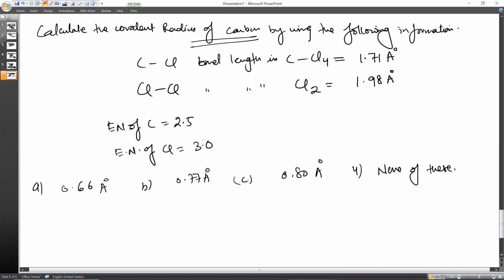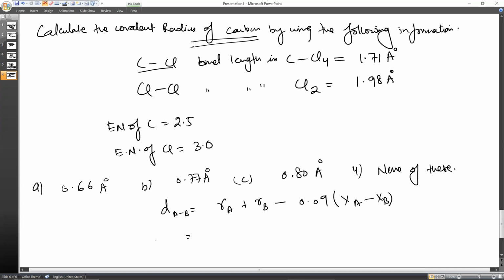Using this formula, which formula will you use? You need to find the bond between Cl first. Here the bond length of CCl4 is given to you. So you have to find out the bond length. What's the formula? DAB is equal to the radius of A plus the radius of B, minus 0.09 into XA minus XB.